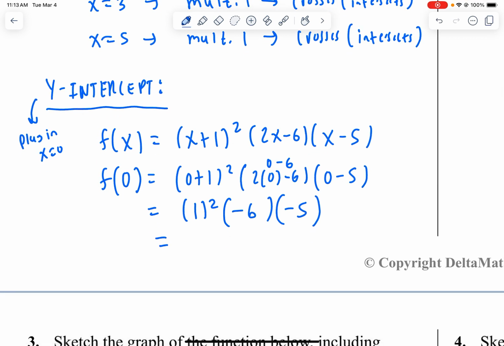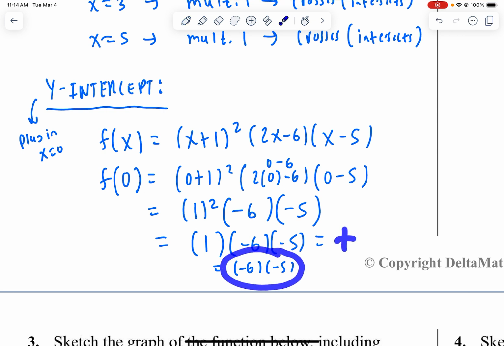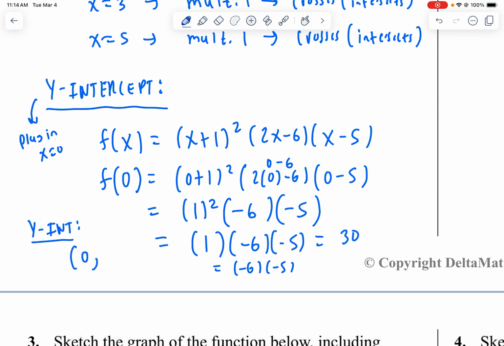We simplify this a little more. 1 times 1, that'll give us 1. 1 times -6 will give us -6. And then if we just multiply that out, a negative times a negative will give us a positive number. 6 times 5 will give us 30. So our y-intercept will be located at 0, because remember we plugged in x equals 0, comma 30.